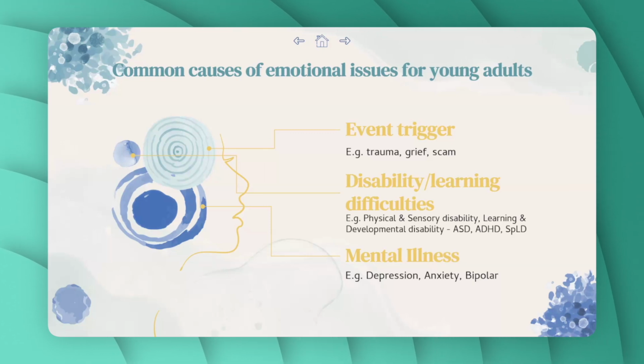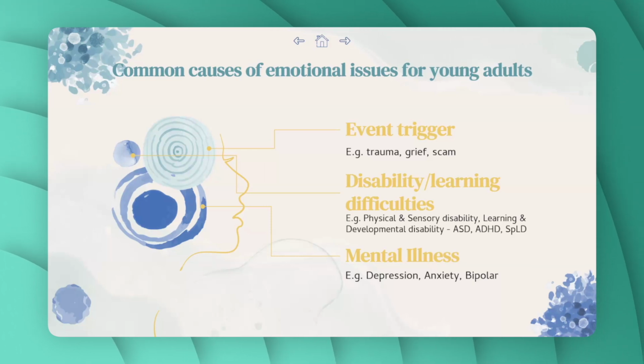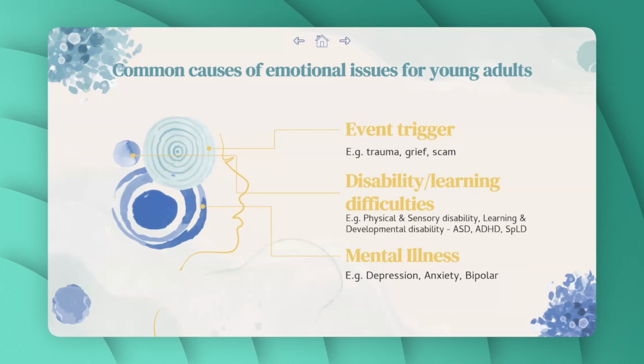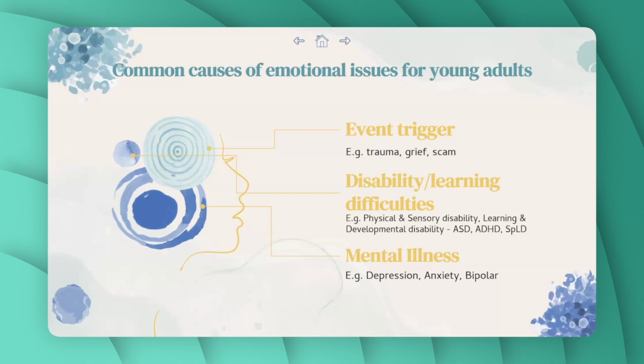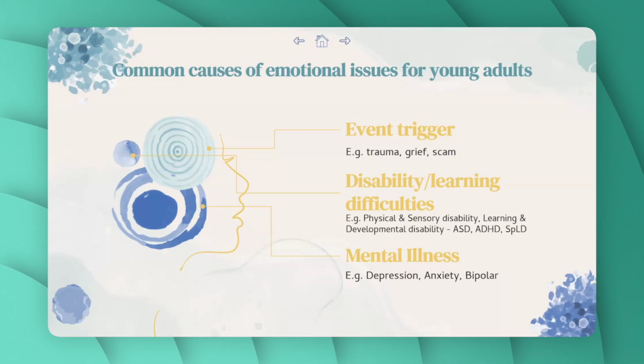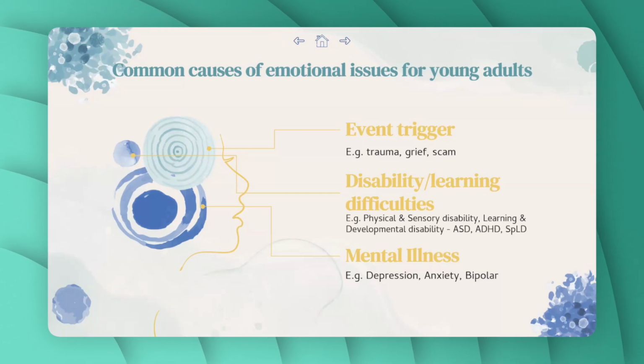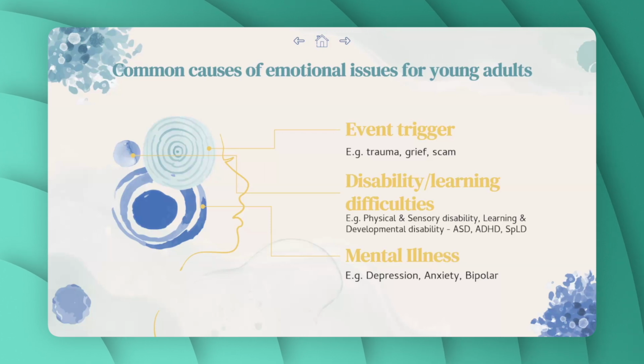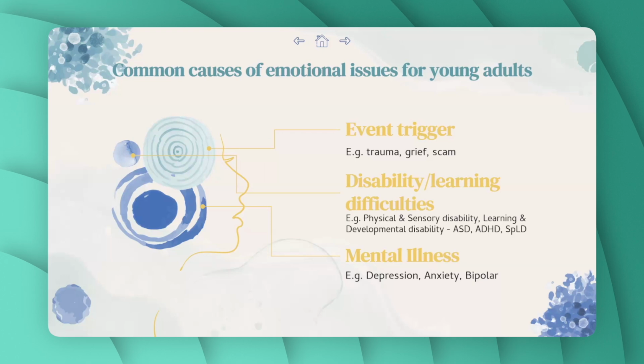Next one is if they have disabilities or learning difficulties. This is usually diagnosed when they're at a younger age. Commonly you have heard of autism, ADHD, things like that, which may need some coping support when they are young. They are very sensitive to stress and to minor triggers in their lives, so they become very emotional sometimes.